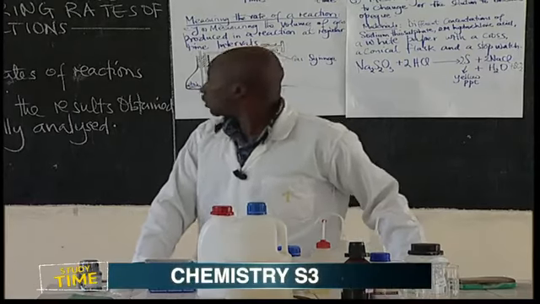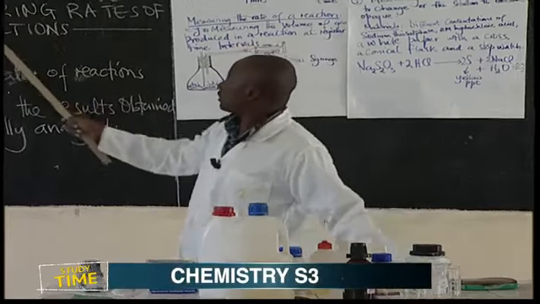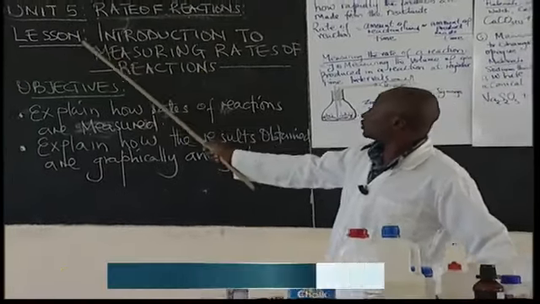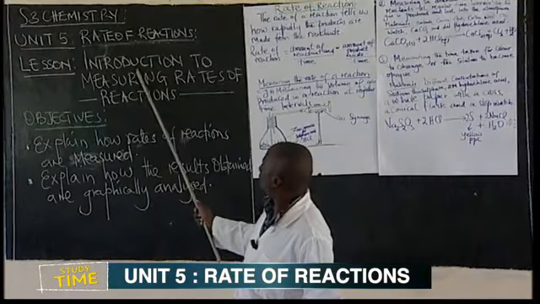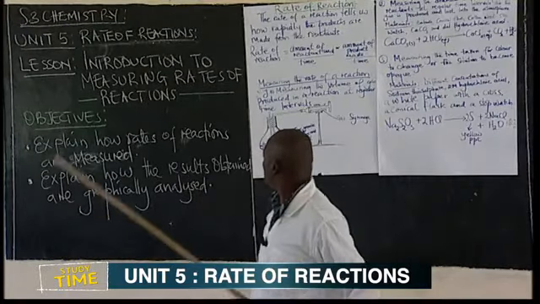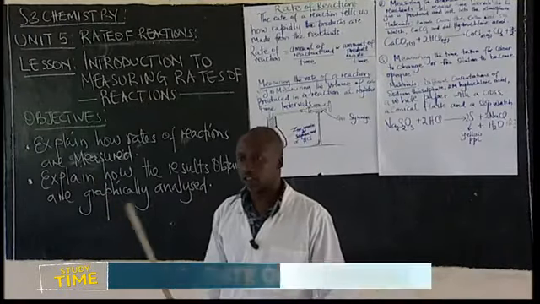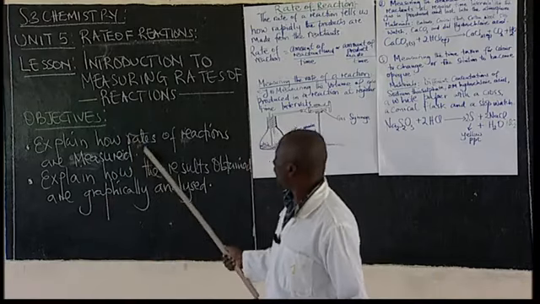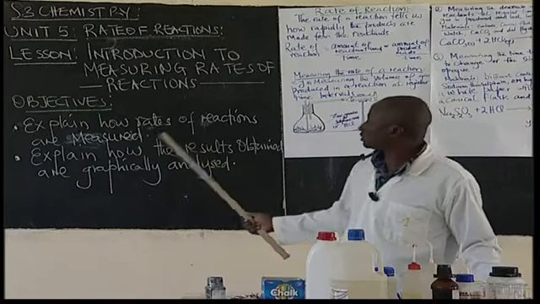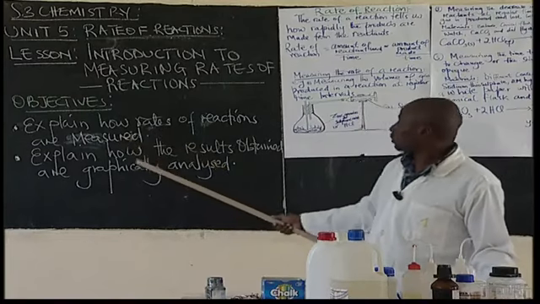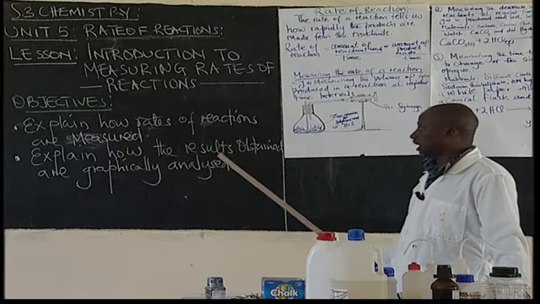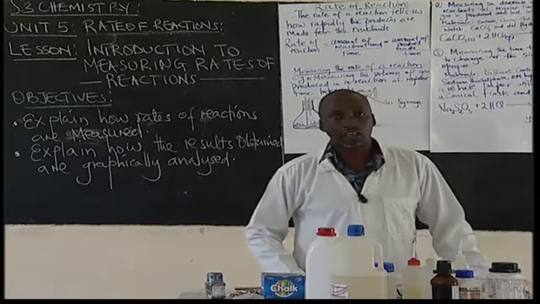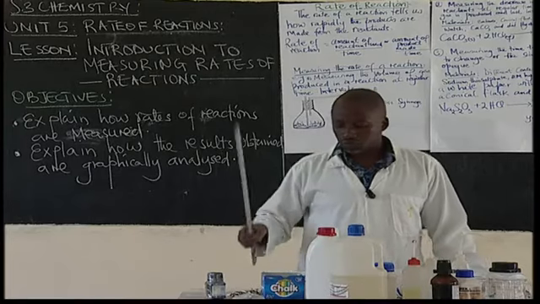And we look at Unit 5, which is rate of reactions. And our lesson today will be talking about the introduction to measuring rates of reactions. By the end of the lesson, we'll be able to explain how rates of reactions are measured, and how the results obtained are graphically interpreted or analyzed. So that is our lesson of today.